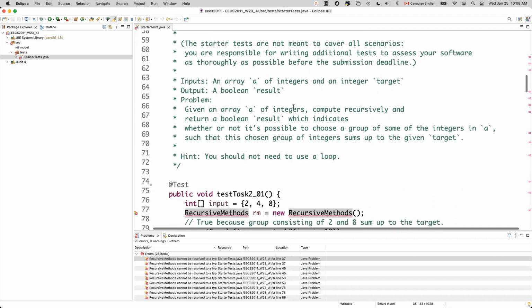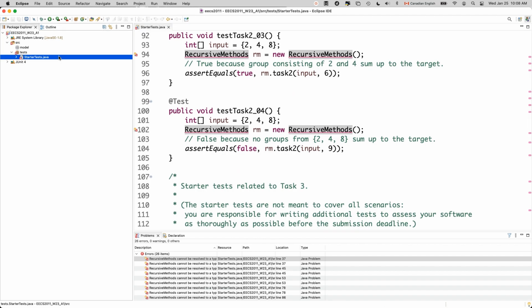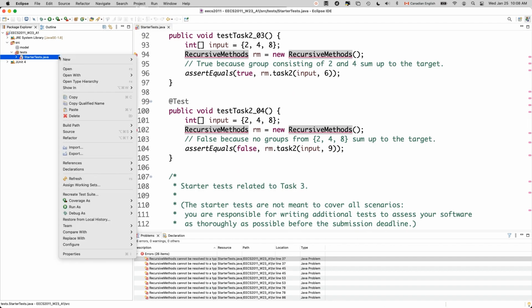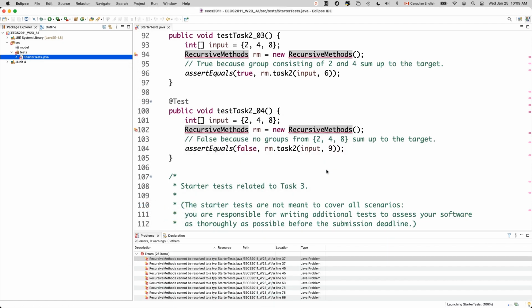You got 4 tasks to actually implement. I'll leave the implementation to you. And we can still try to run the test right away. You right-click on the JUnit test class, run as JUnit test. Okay, you can just say proceed. You can still run it.